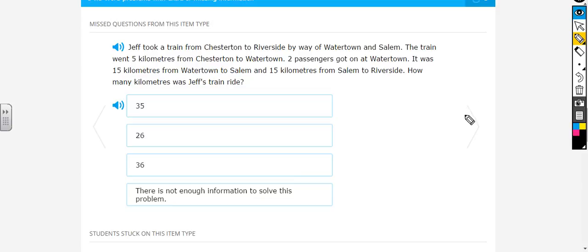But let's read it. Jeff took a train from Chesterton to Riverside by way of Watertown and Salem. The train went 5 kilometres from Chesterton to Watertown. 2 passengers got on at Watertown. It was 15 kilometres from Watertown to Salem and 15 kilometres from Salem to Riverside. And the question is, how many kilometres was Jeff's train ride?